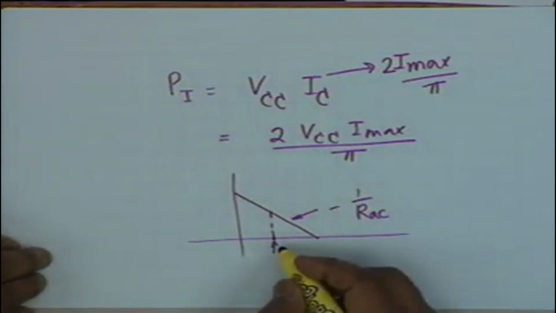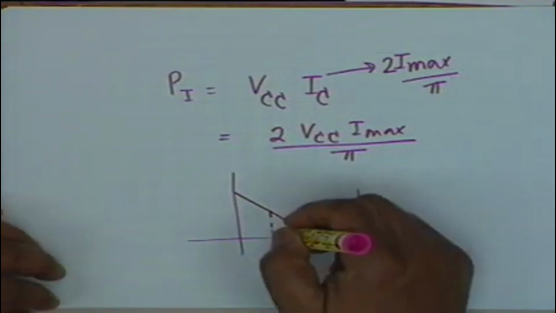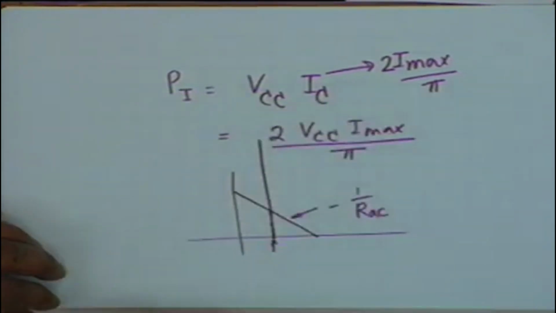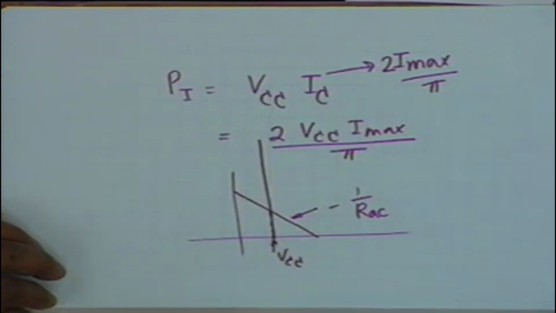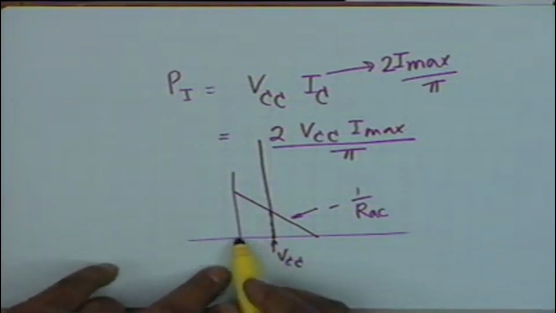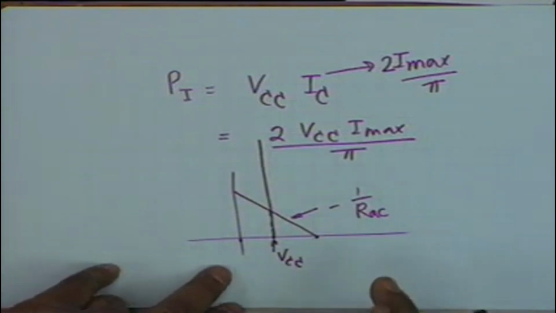This must be the VCC, because the DC resistance of the transformer primary is 0, and therefore the DC load line must be vertical. Wherever the DC load line cuts is VCC. Alright. So, what is the maximum possible swing? Obviously, the collector voltage can swing from 0 to twice VCC, and therefore the peak value of the AC, that is V max, shall be equal to VCC.